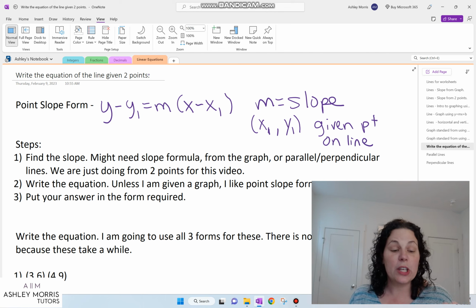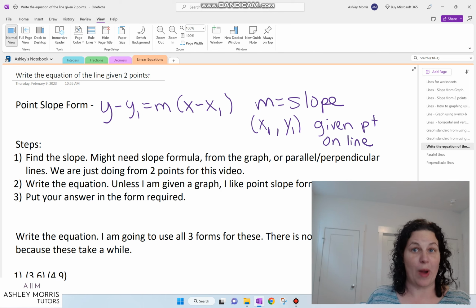Now, I only use this method if it is not a graph. If it's a graph, I'm just going to look at the graph. I'm going to get the slope. I'm going to get the y-intercept and plug that into slope-intercept form and go from there. So this is not for graphs. You could do it this way if you wanted, but I don't like it.